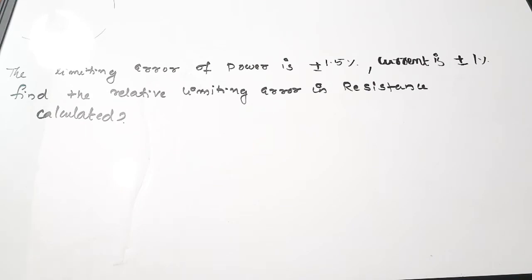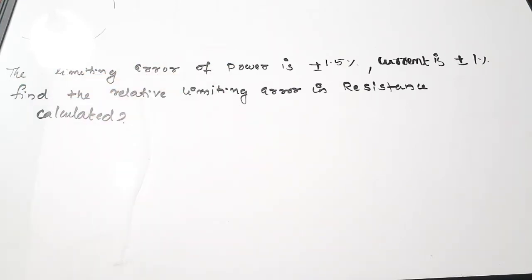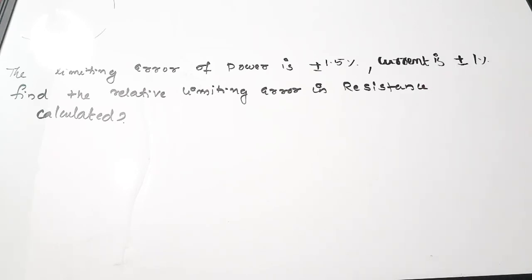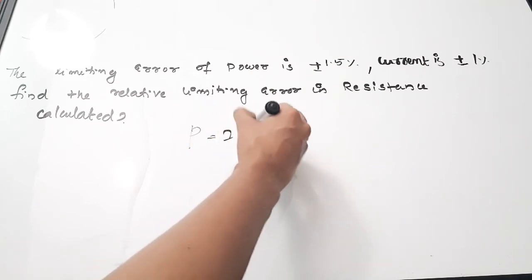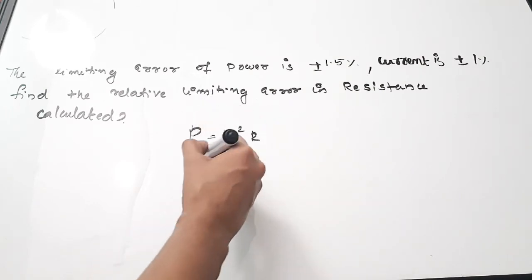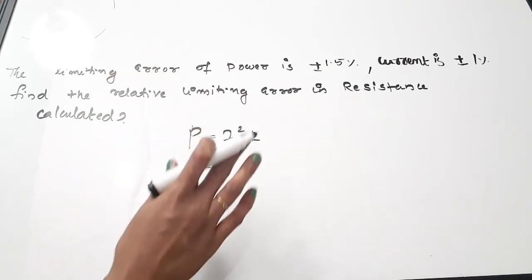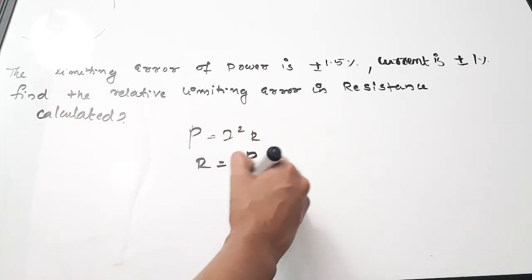So next we are going to see a problem on finding the relative limiting error. The question is: the limiting error of power is plus or minus 1.5% and current is plus or minus 1%. Find the relative limiting error in resistance calculated. So we are going to find the resistance value using power and current. What is the equation? Power P is equal to I squared R. Or we can write R is equal to P by I square, since we have to find the relative limiting error in resistance.